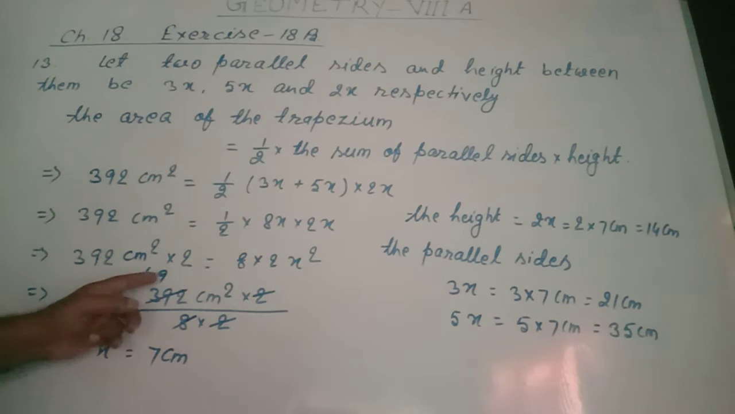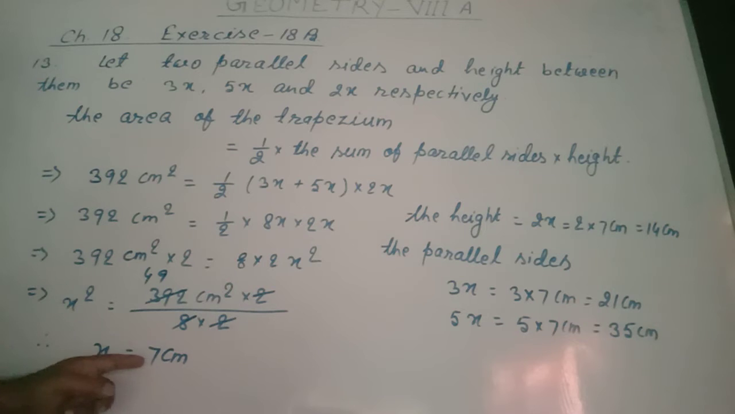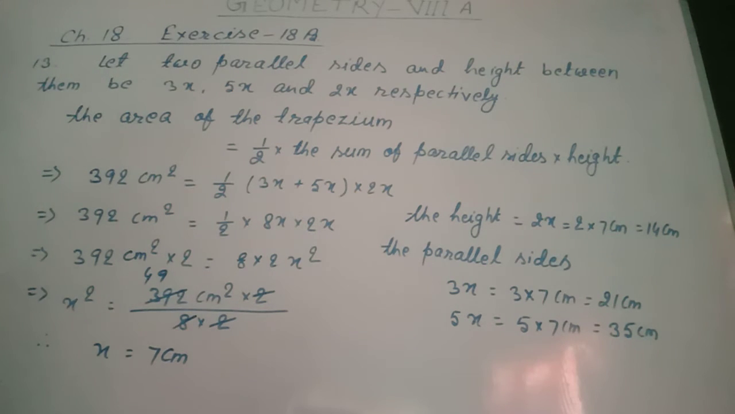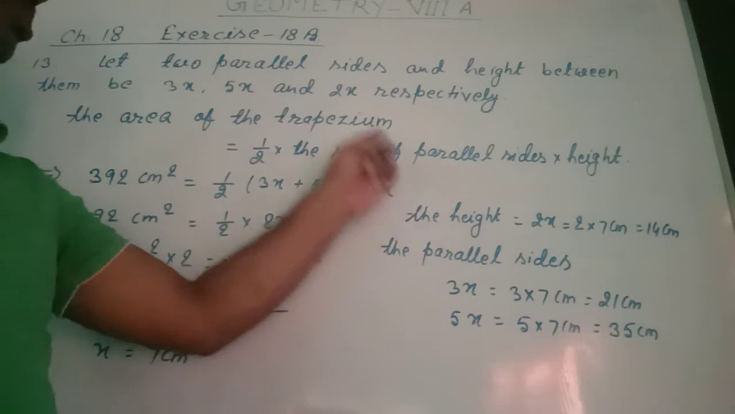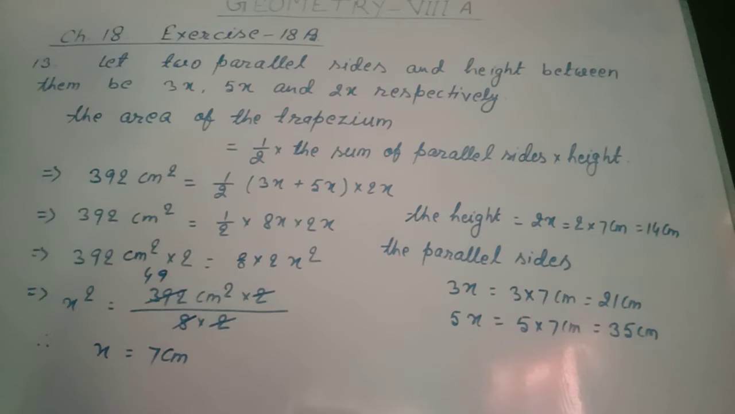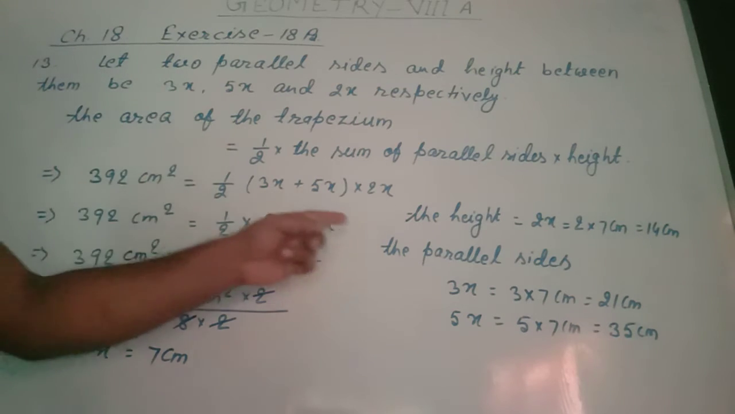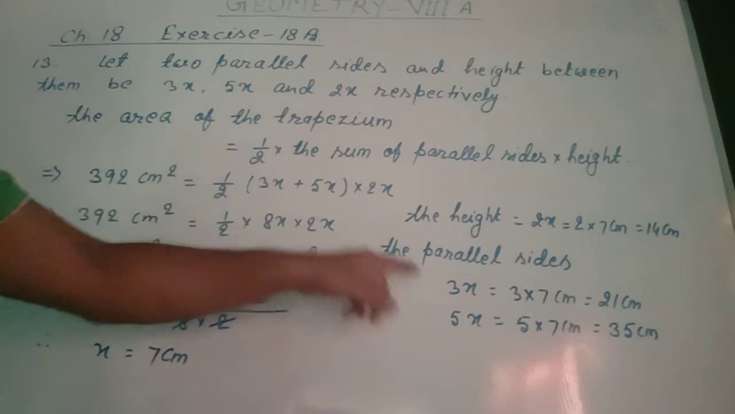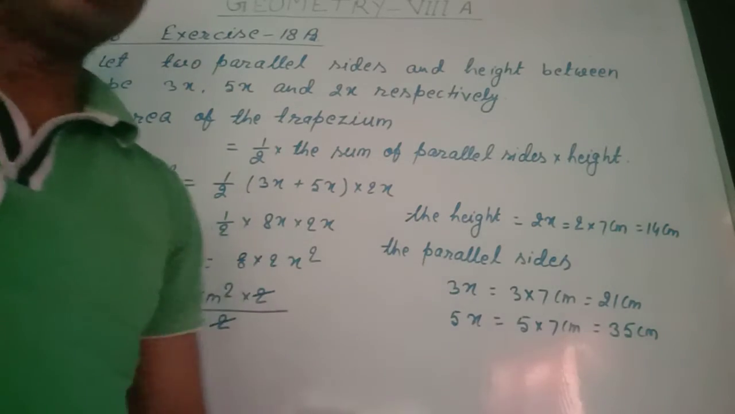X square equal to 49 centimeter square. So x equal to 7 centimeter. We got this value of x equal to 7 centimeter from square root of 49. Now, as we got the value of x, we can find the height, that was 2x equal to 2 into 7 centimeter equal to 14 centimeter. And the parallel sides, first is 3x, so 3 into 7 centimeter equal to 21 centimeter, and second is 5x, 5 into 7 centimeter equal to 35 centimeter.